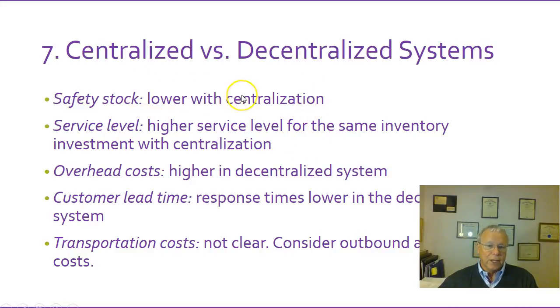So again, if you're centralized, you have less safety stock because your demand variability isn't there. Your service level will be higher because you'll have more inventory in one area. So that's why your overhead costs are lower in a centralized system, or conversely, they're higher in a decentralized system because you have multiple admin services and multiple locations. Your response time is lower in terms of customer lead time. Your transportation costs, you have to look at both your outbound and inbound, not just your outbound. That's very important. We talk about echelon. You have to look at the cost to get it to the inbound plus the cost of the outbound.